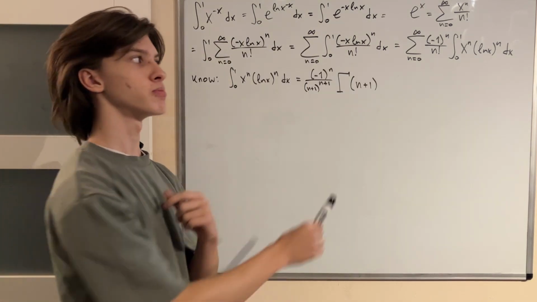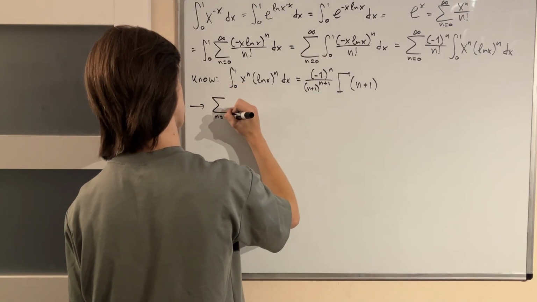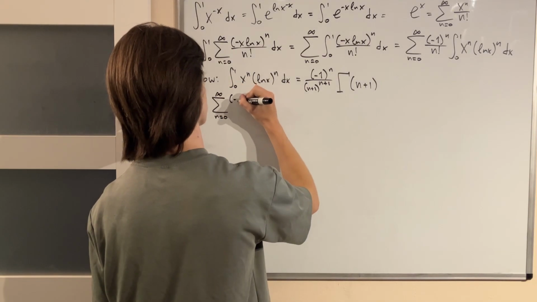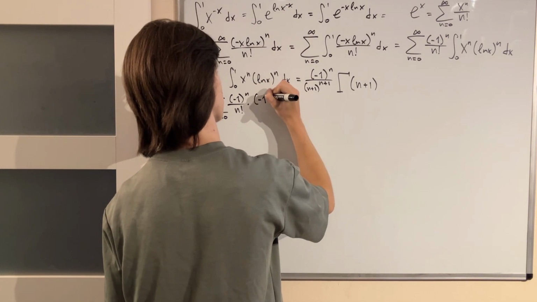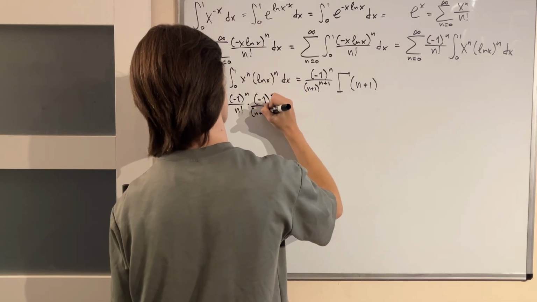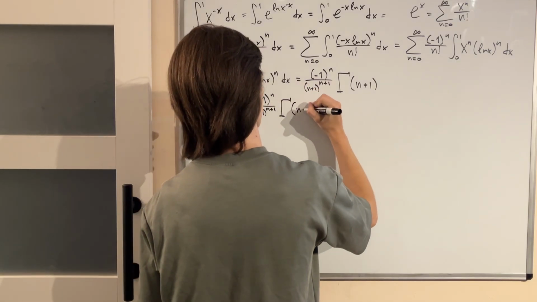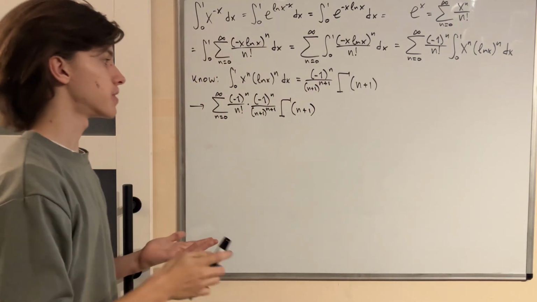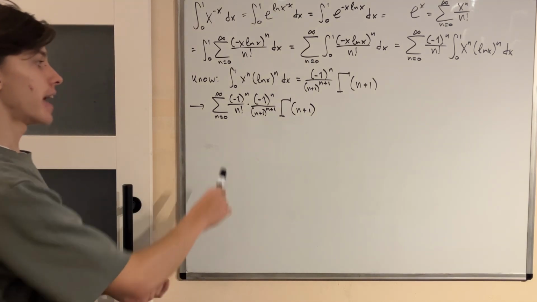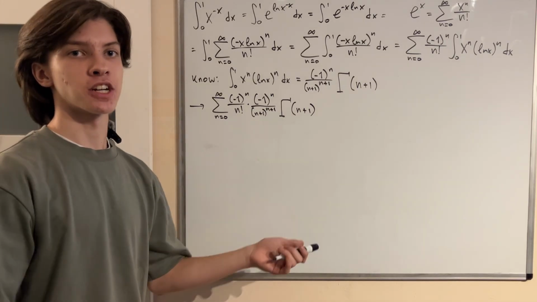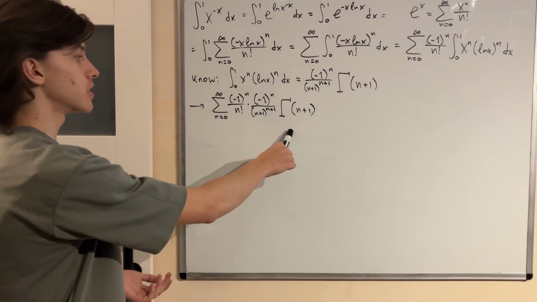The hard part's done. We can now put this answer into our sum to get the sum from 0 to infinity of minus 1 to the n over n factorial, and then times another minus 1 to the n over n plus 1 to the n plus 1, and then times the gamma function, gamma of n plus 1. But we know that the gamma function is just an extension of the factorial function to the complex numbers. But here, n is a natural number. That means the gamma function is equivalent to the factorial in this summation. Therefore, we can simplify this to n factorial.